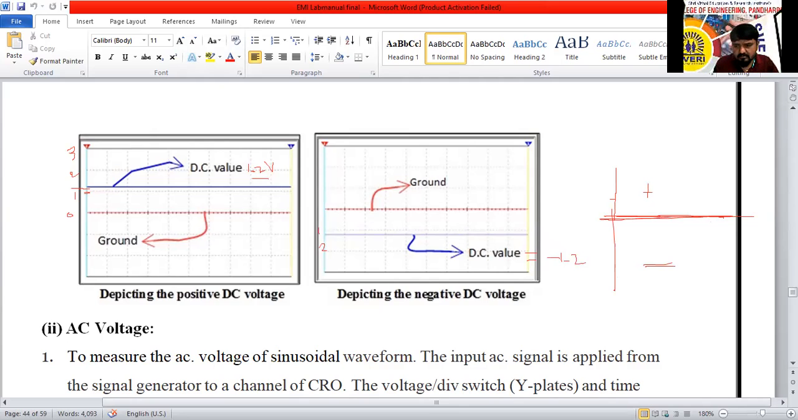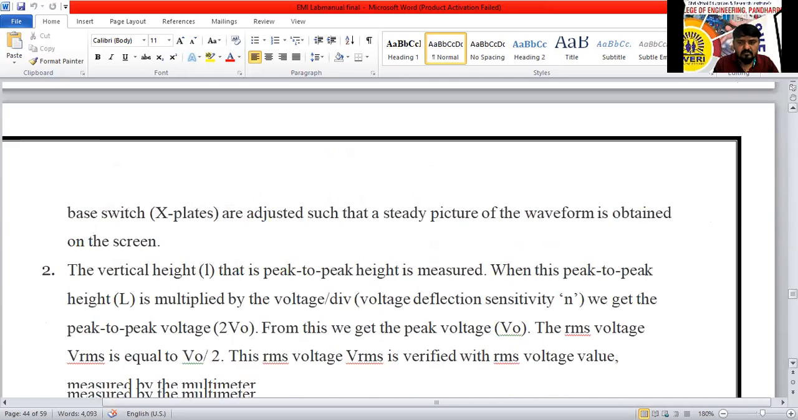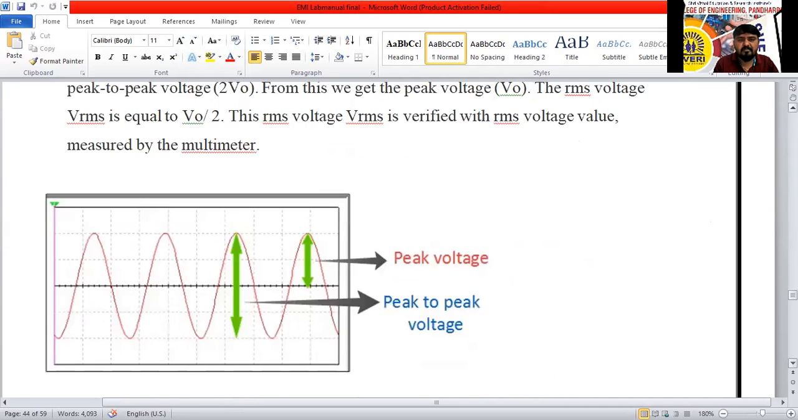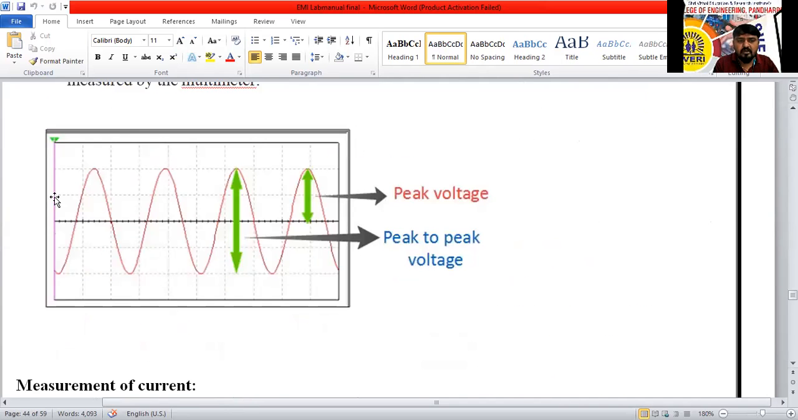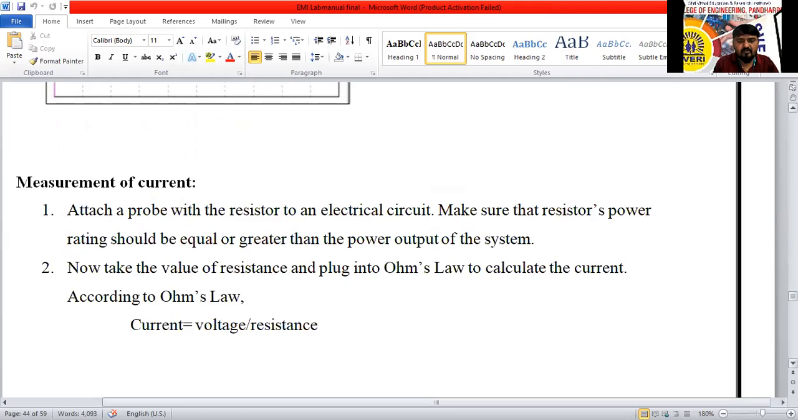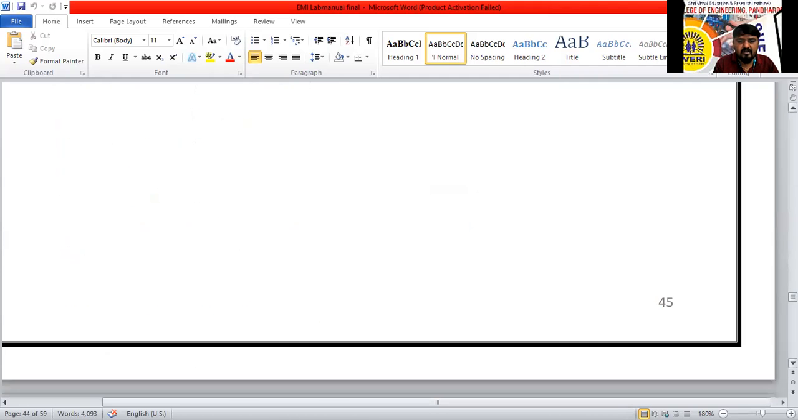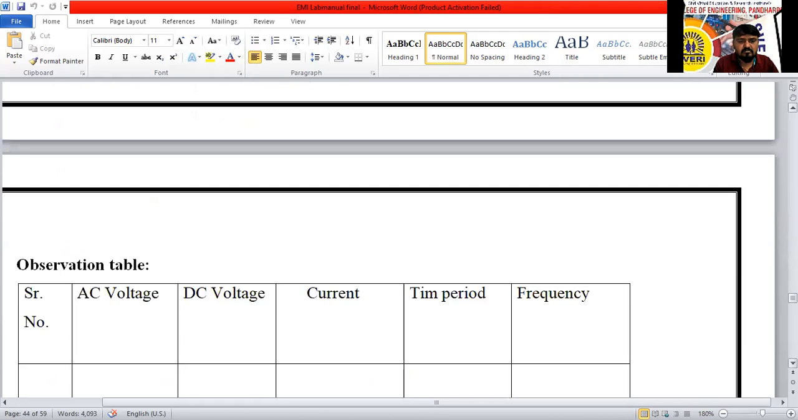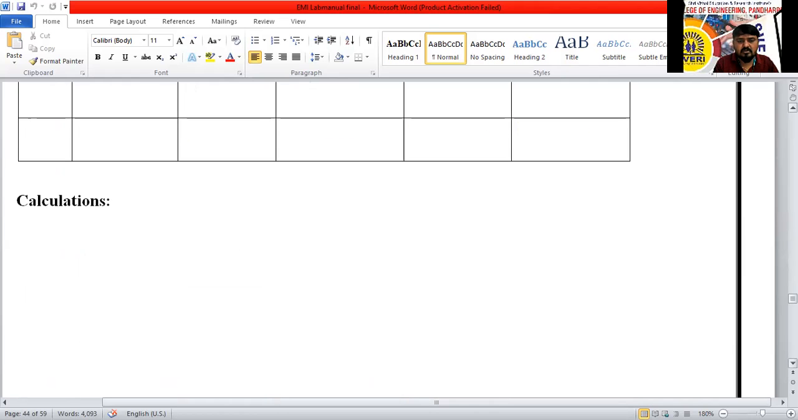Next, just a minute. See here, the peak to peak value now. Here 2, 4. One division equals 2 volts we can consider. 2 plus 2, 4, 6, 8. Peak to peak we can consider. This is the peak voltage. The peak voltage is the total magnitude of the voltage, for sinusoidal waveforms. The formula I already told. The observation table calculation, just a minute.